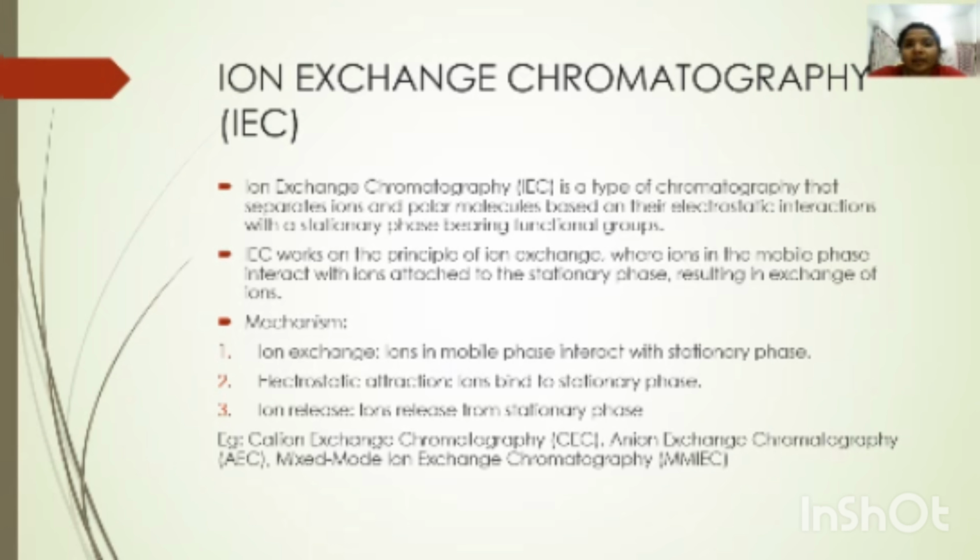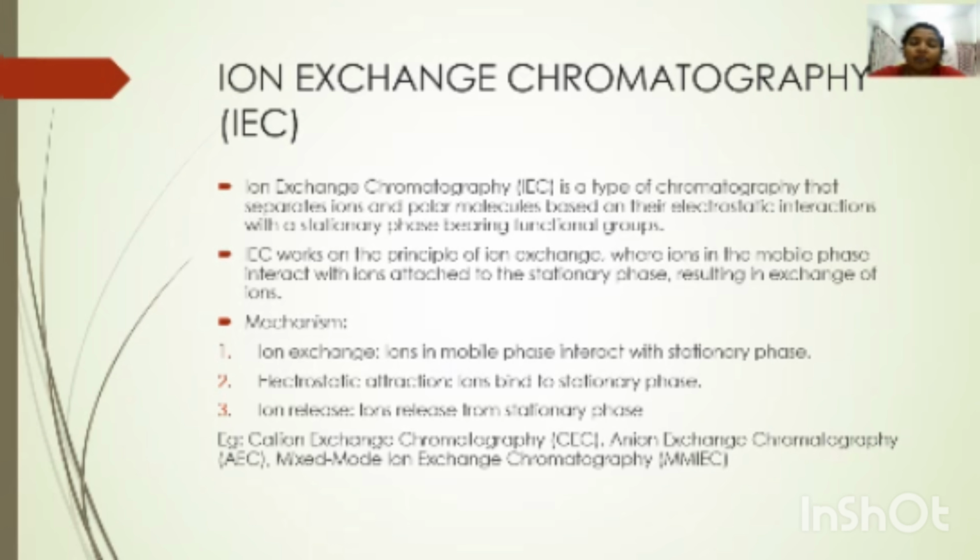So the charge of the analyte we have to separate should be the opposite of the charge of the resin. So for cation exchange chromatography, we use anion resin, and for anion exchange we use cation resins. Otherwise, the electrostatic interaction would not work. So here ions of the mobile phase interact with ions attached to the stationary phase. If you are taking anions in the mobile phase, cations should be in the stationary phase. That's the thing you have to remember here.